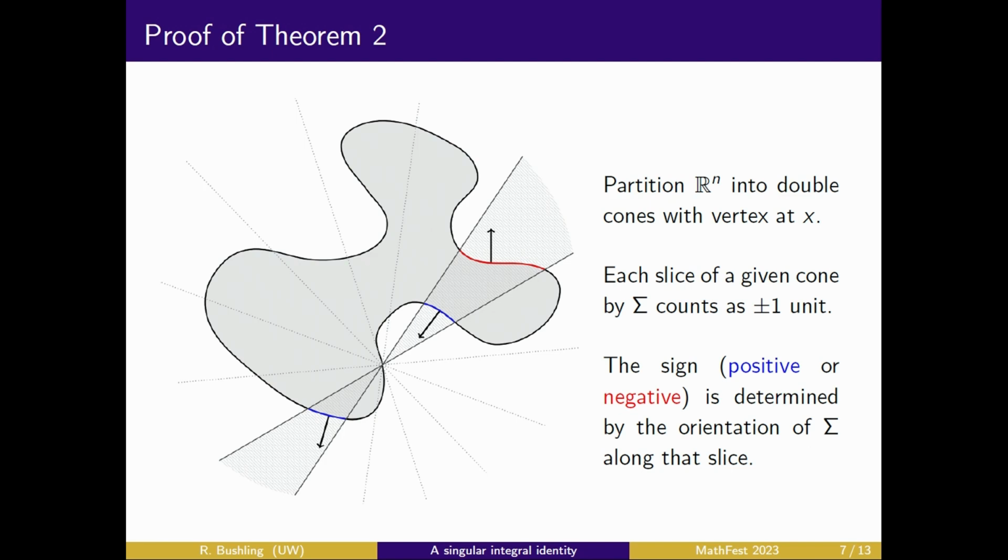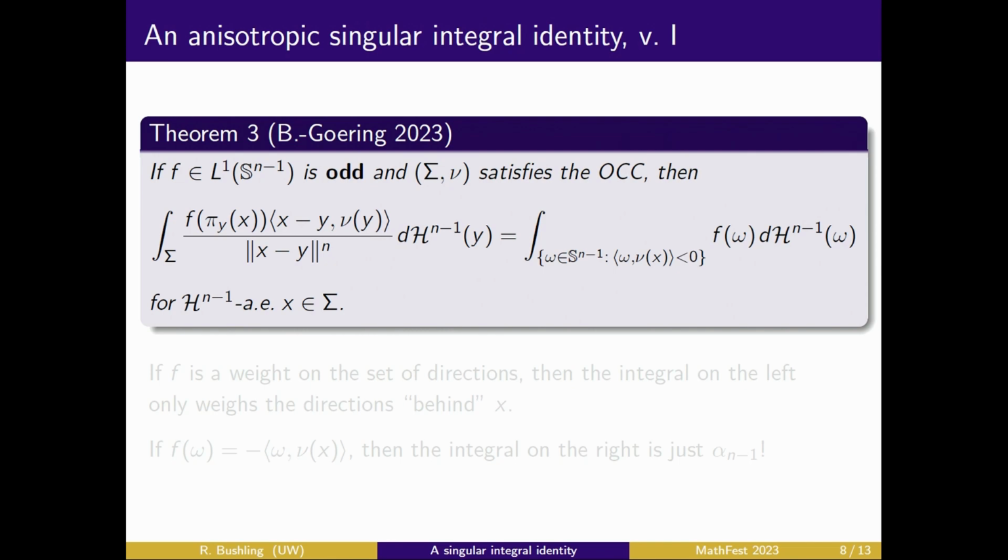And so the thing that I didn't necessarily need, I didn't need these alternating blue, red, and then on the other side, blue, red, blue, red. I just needed them to sum up such that you had one more blue than red in every double cone. So that's what the orientation cancellation condition was doing.